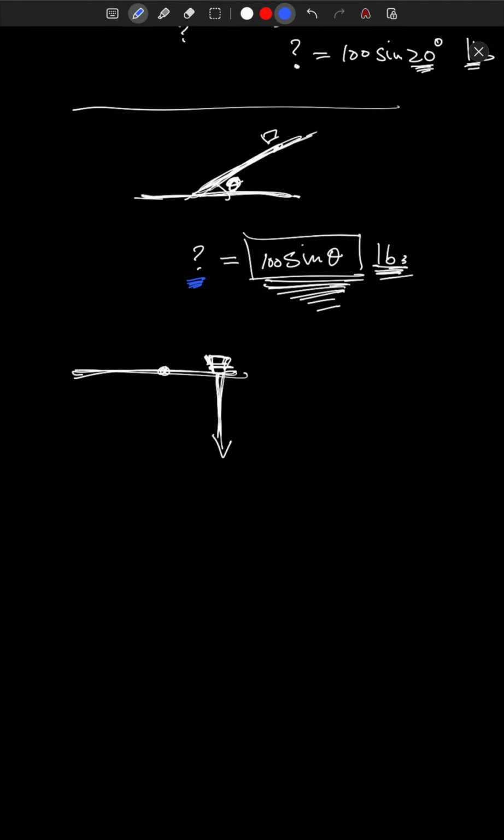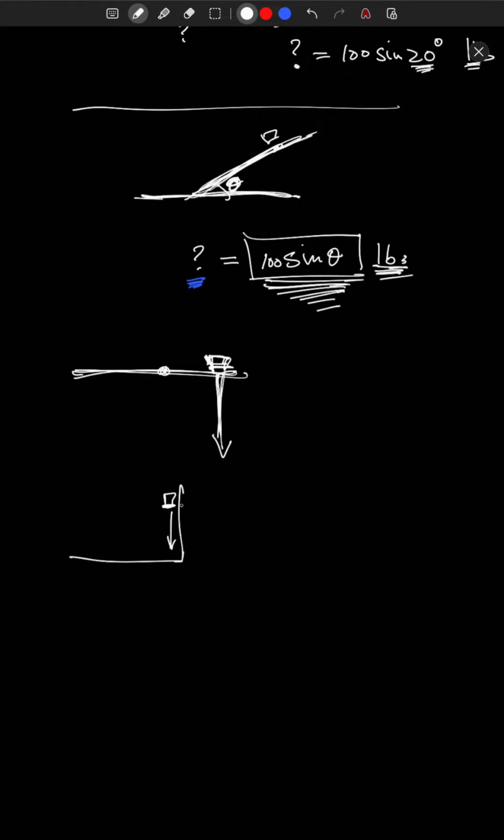Okay, and let's go the other way as well. Let's say the angle theta were 90 degrees, right? Like this, the object is right there, and it's being pulled down by gravity, again, straight downwards this way. Okay, what would we expect? How much force would we expect that we would have to exert in order to prevent this object from moving?